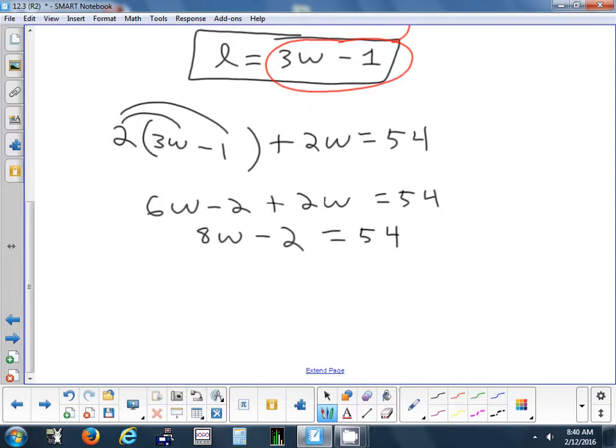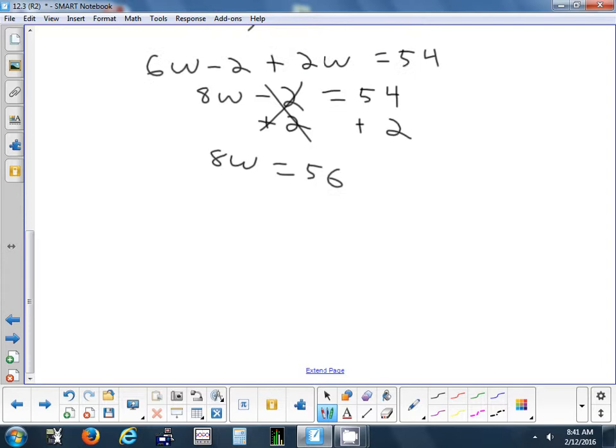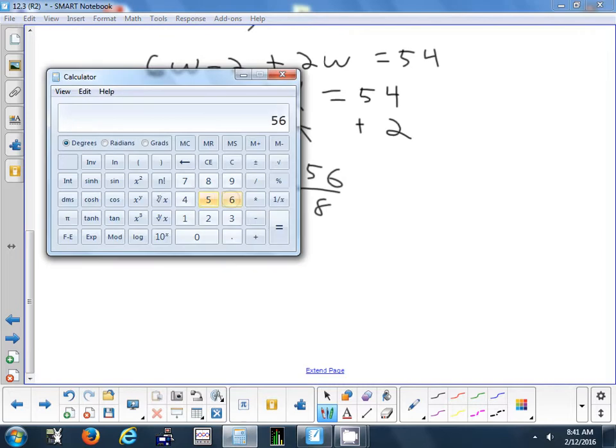Well, Alexis? What do we do next to try to get W by itself? We're going to add 2 where? Yep, to both sides. You're going to add 2 and add 2. That's gone. 8W is still there. We didn't get rid of the 8 yet. And 54 plus 2 is 56. And Callan, what's my last step to get rid of the 8? Yep. Divide by 8. And let's just type in 56. Divide by 8. We get 7.